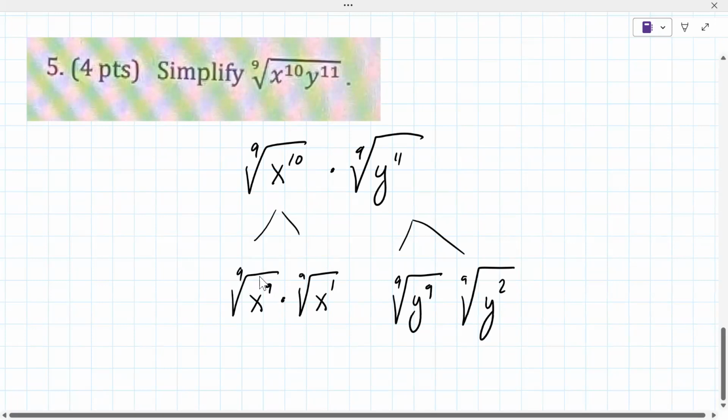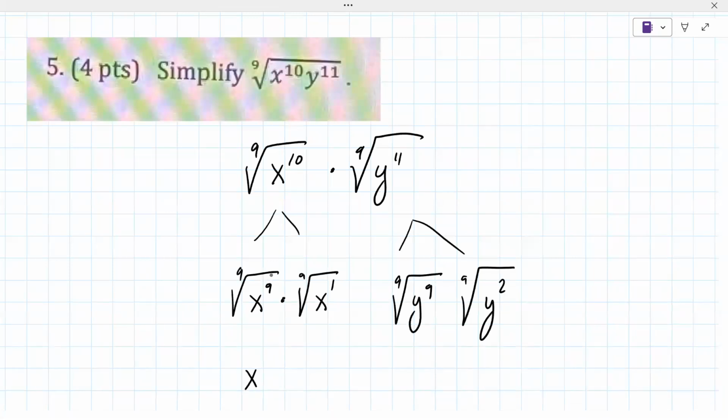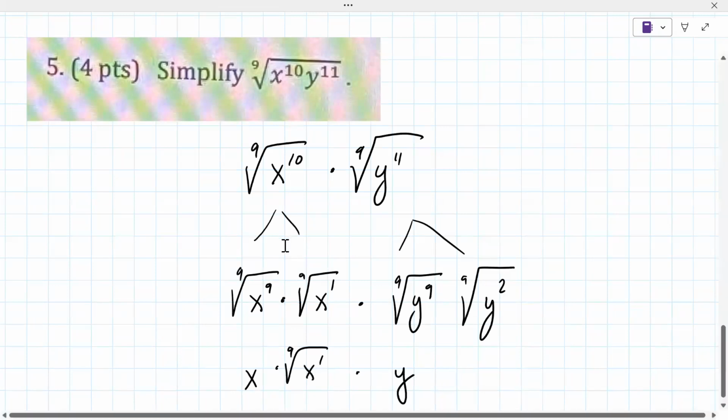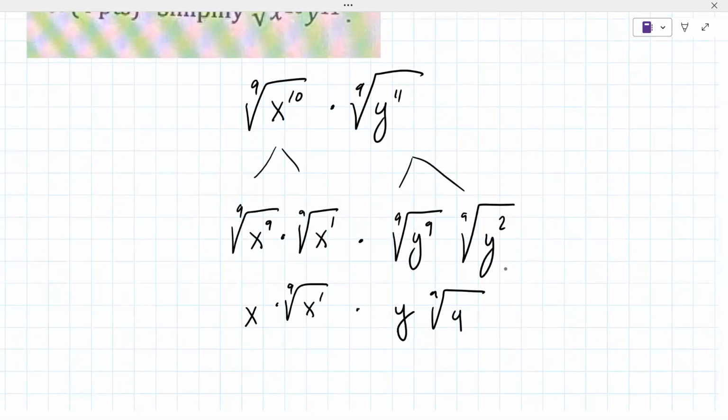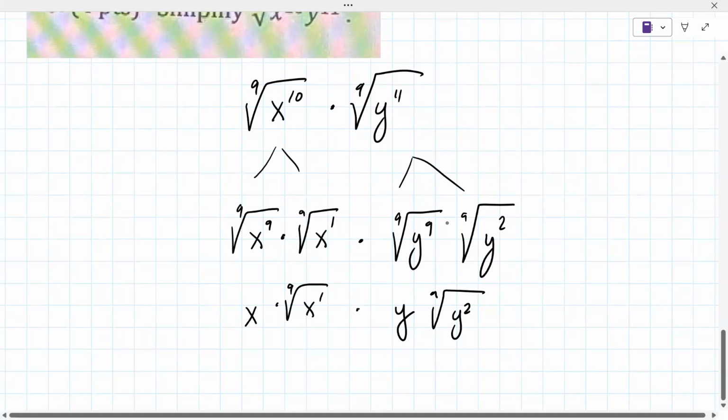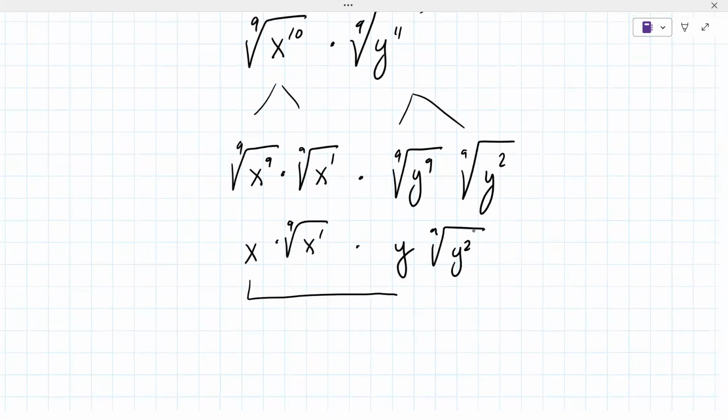And when those are the same, it simplifies here. So this becomes just x times the 9th root of x to the 1. This 1 underneath here becomes y because it just matches the 9 and the 9 matches. And then it's the 9th root of y squared. So then you piece together the parts that are outside the root, which is x times y, and then the pieces inside the root, x, y squared, 9th root, like that. And that's your final answer.